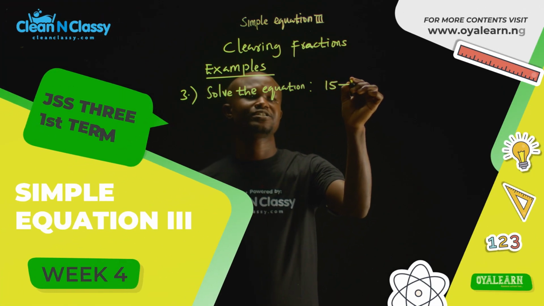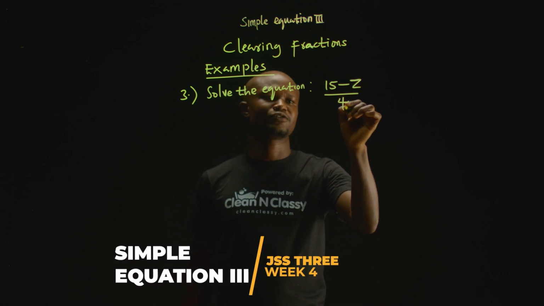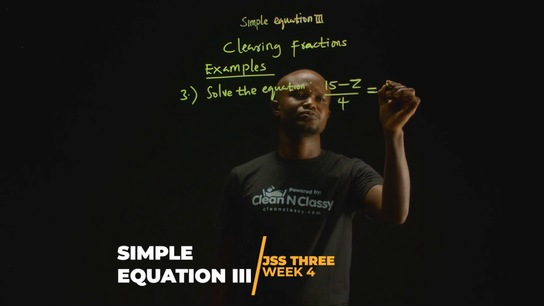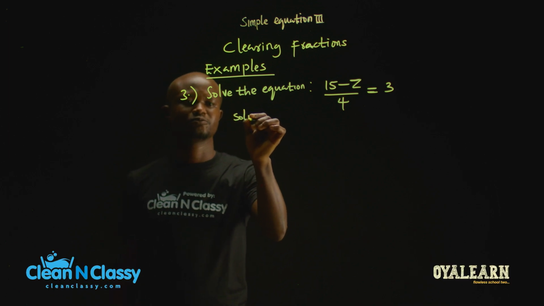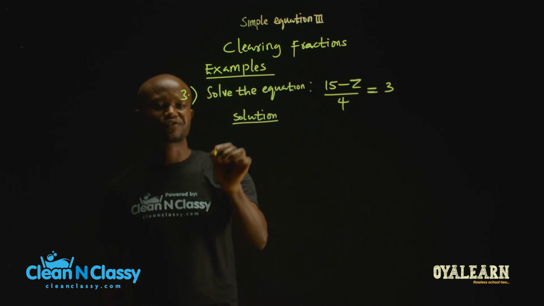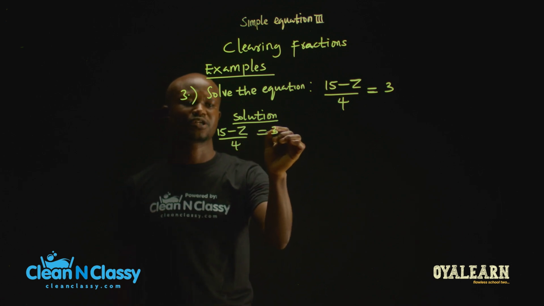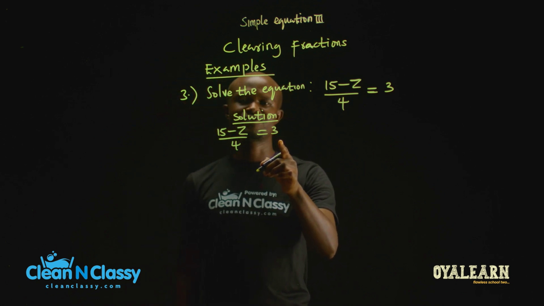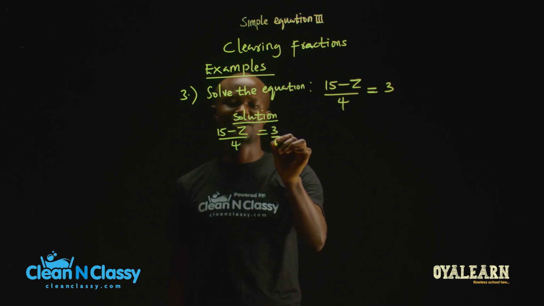15 minus z over 4 is equals to 3. Solution. We have 15 minus z divided by 4 equals to 3. Looking at the right hand side, we have 3. We can write 3 as a fraction, and that would be 3 divided by 1.